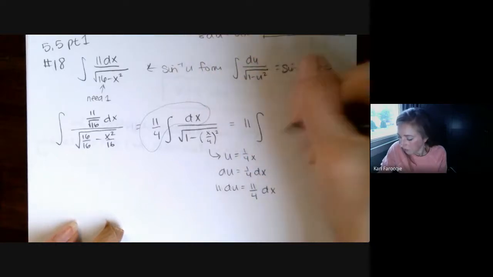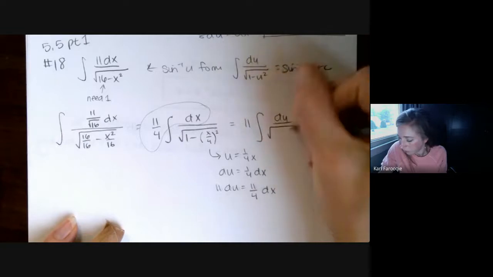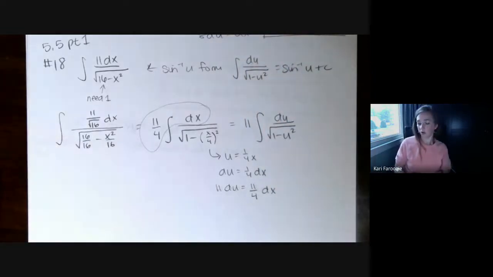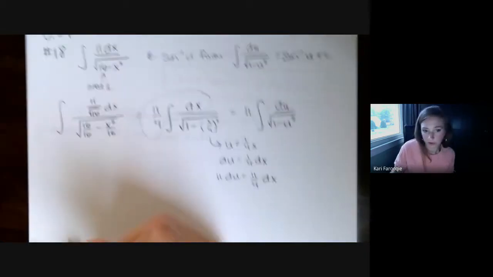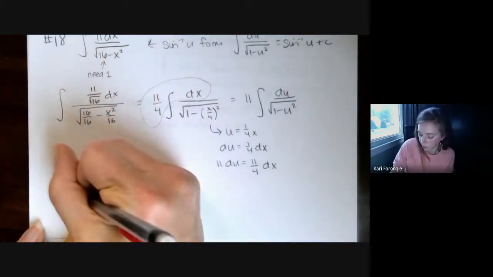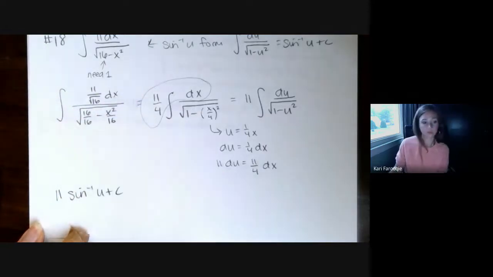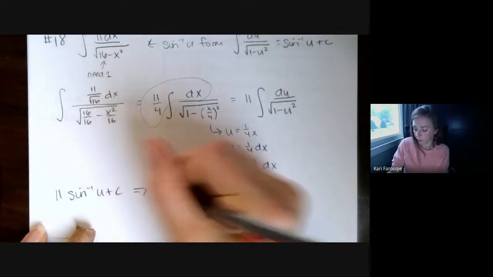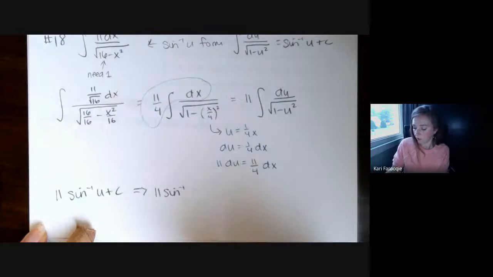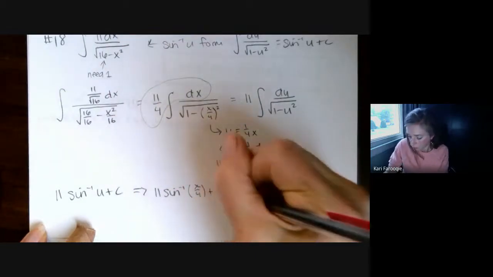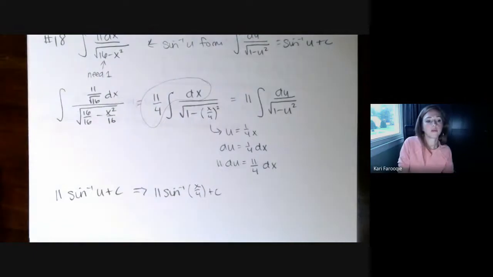So we'll have 11 times the integral of du divided by the square root of 1 minus u squared. And then you'll integrate. You'll say that this is 11 times the inverse sine of u plus c, and then back substitute for x. 11 times the inverse sine of x over 4 plus c.